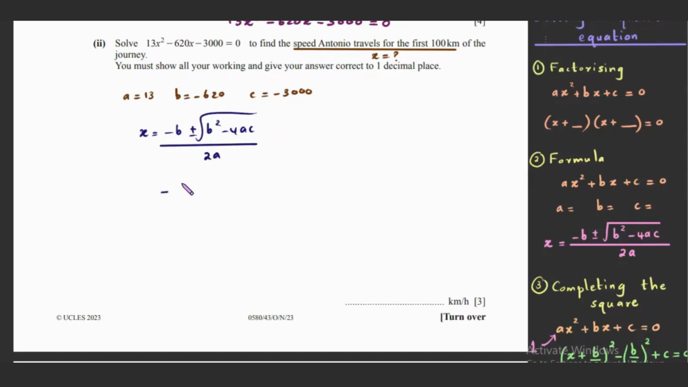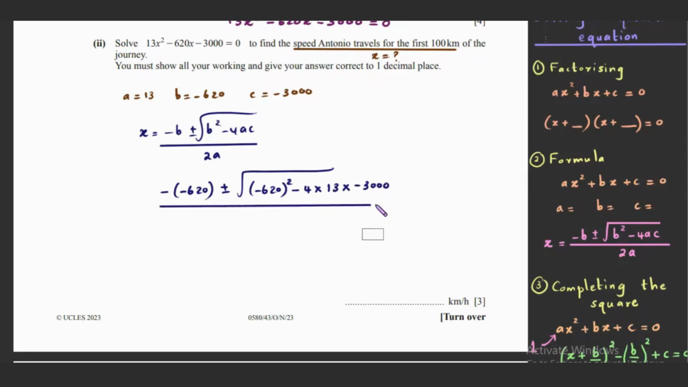So it's going to be minus the value of b, which is minus 620, plus minus. And within the square root, I need to write b squared, which is minus 620 squared. Then I have minus 4 times the value of a, which is 13, times the value of c, that's minus 3000, over 2 times the value of a, that is 13. Then I'm going to put this in the calculator and see what I get as the value. We will get 2 values for x with the plus and the minus. We're going to find both the values.